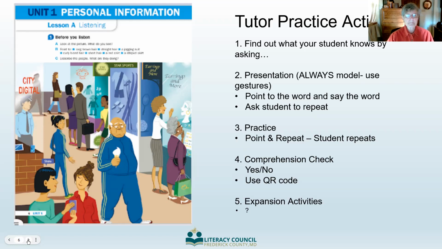Anybody? Remember, you could be pointing at something. For instance, if I pointed here, what could I ask about that? What is the man holding? Okay. That's a good one. Depending on your student, I would think at this level, they could answer that. If you wanted to make it simpler, it could just be, is this a man? Right? So, yes, no questions are really good to start with.